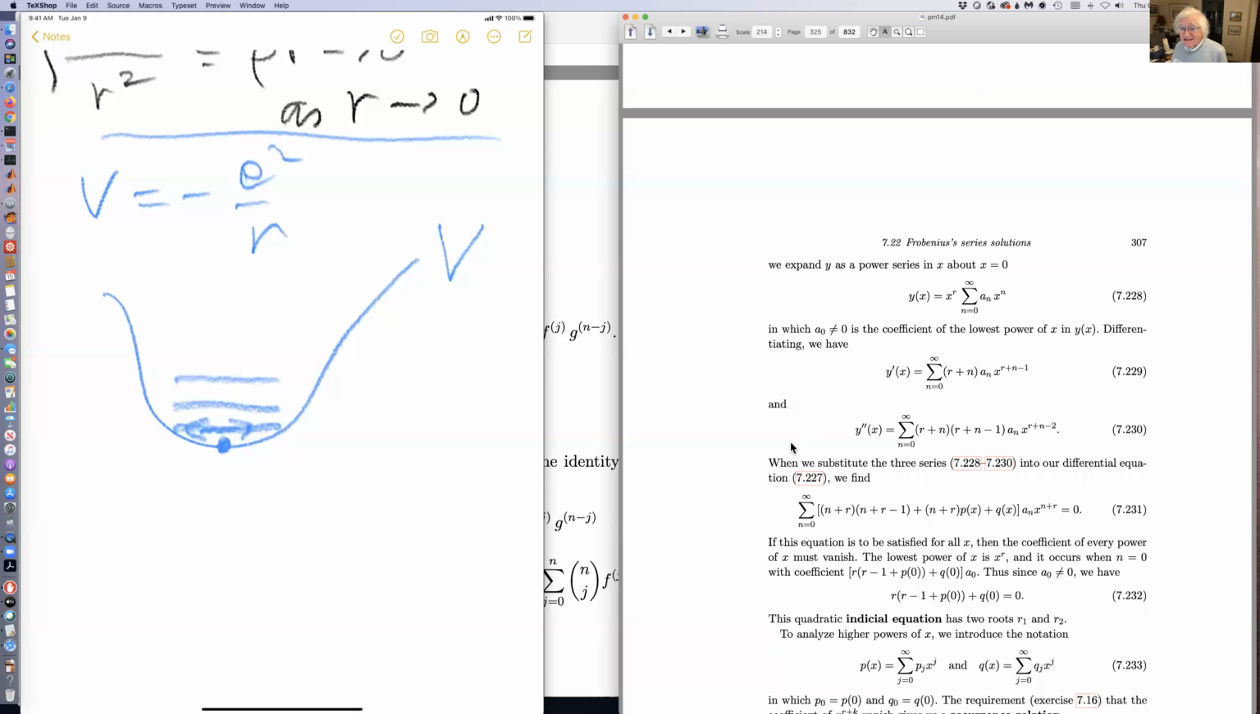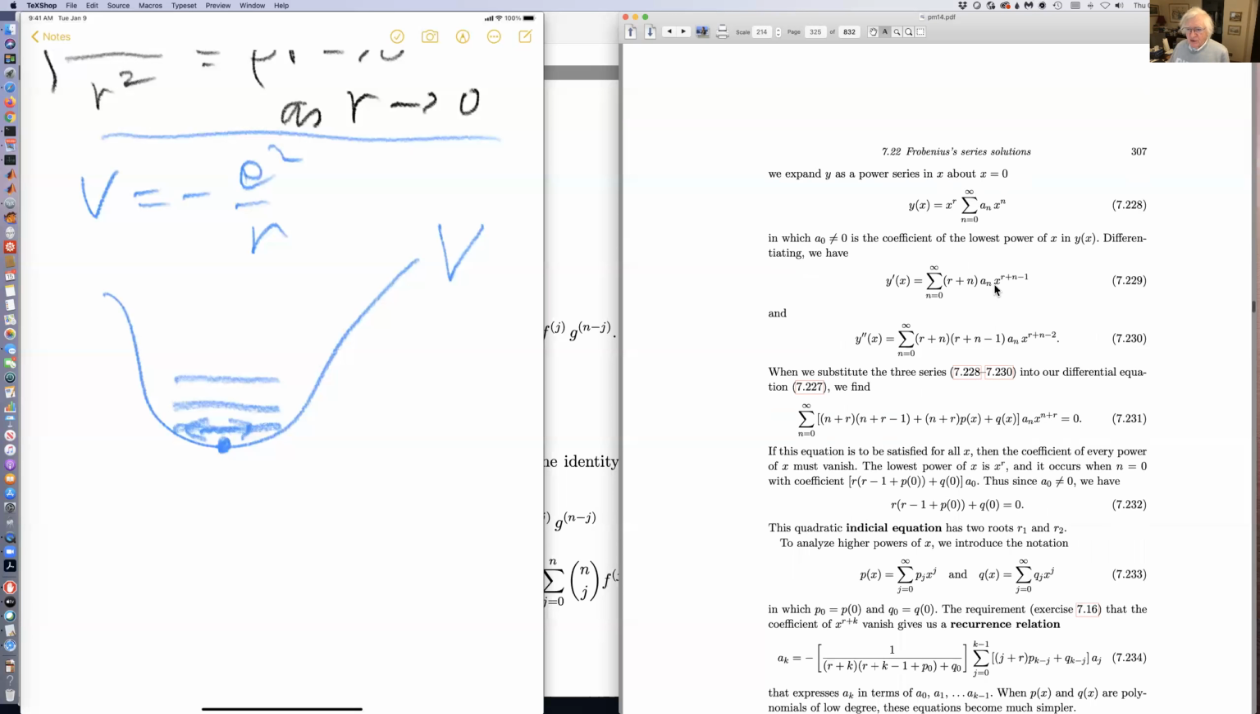And now if we differentiate that again, in fact, the easy way to see this, by the way, is to write this as a sum of a sub n x to the n plus r, and then you immediately get this expression. Now you take this expression, differentiate it again, and you get r plus n times r plus n minus 1, a sub n x to the r plus n minus 2. All right, so these are our three formulas for the function y and its first and second derivatives.